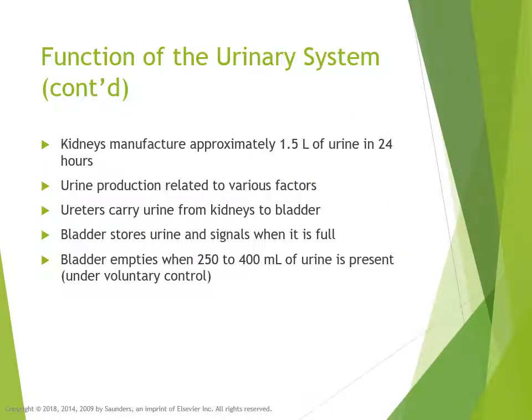Our kidneys manufacture between 1 to 1.5 liters of urine on average in 24 hours. This urinary output is related to the amount of fluid that we take in, and this can certainly vary depending on how much someone consumes. The bladder can store urine and sends a signal when it is full. Our bladder empties when 250 to 400 mLs of urine is present. This is under voluntary control. Some of us have the capability of holding more urine than that, depending on our situation, right?